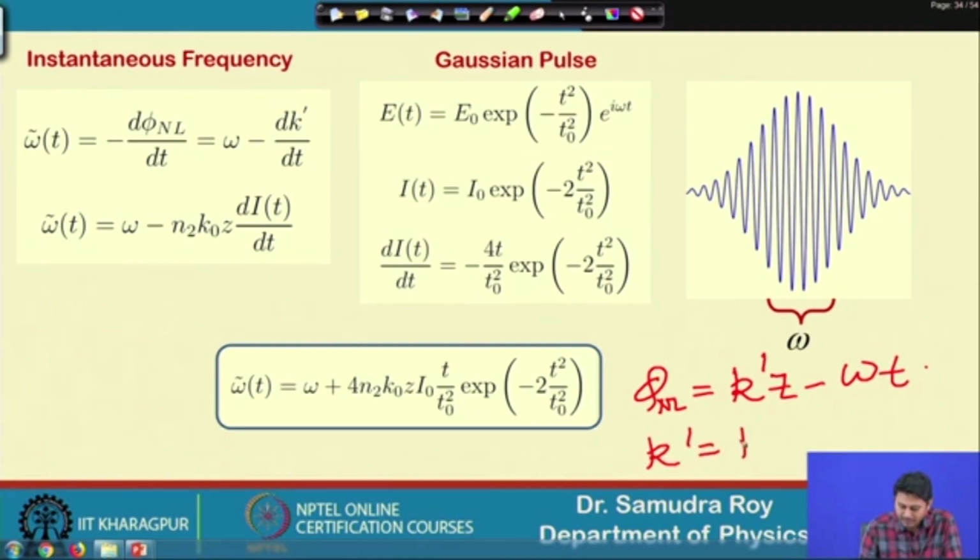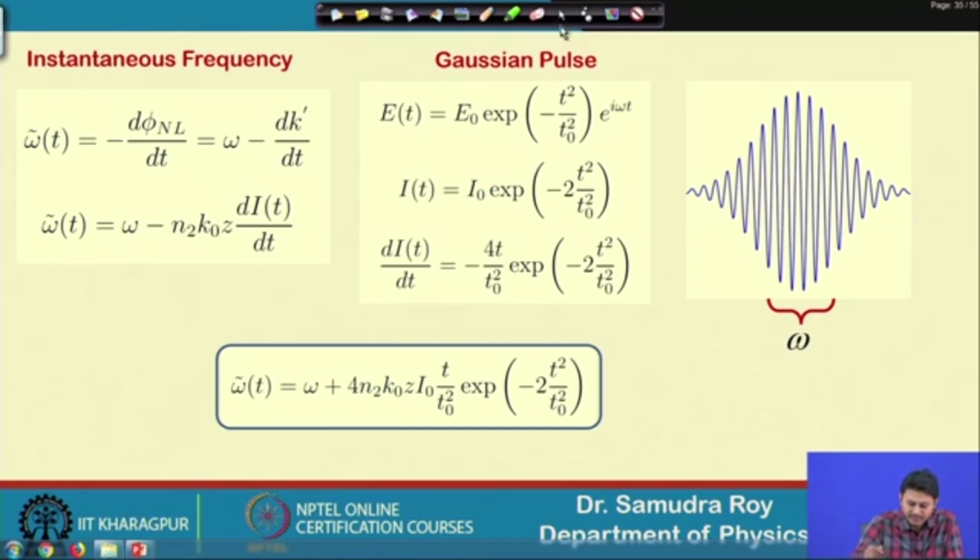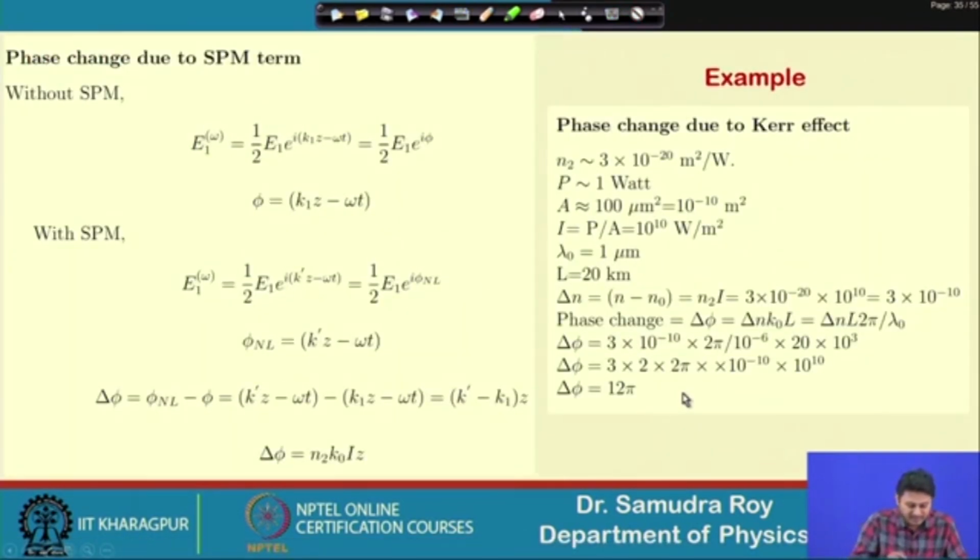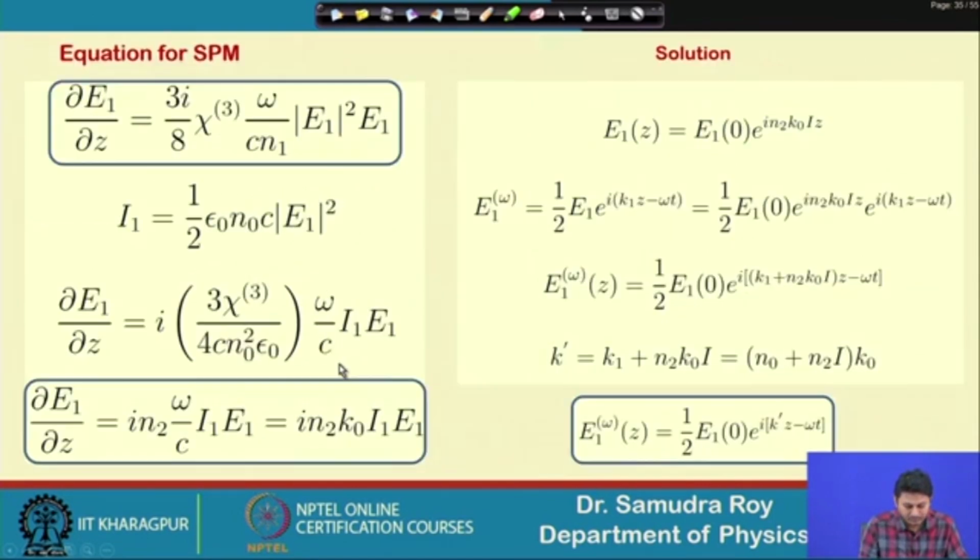K prime is k0 plus n2 of z, and then it is something like this. So, what is k prime? We already defined it in the previous slide. So, let us check what k prime is. K prime is simply k1 n2 k0 I.